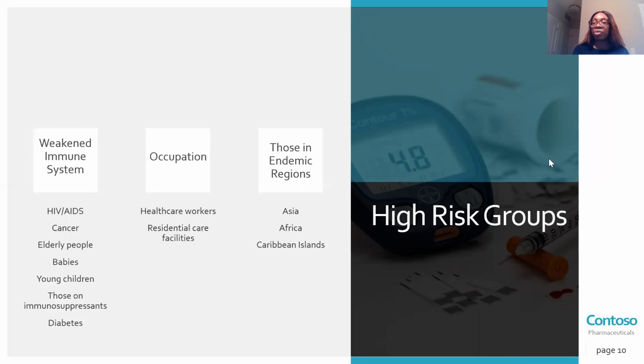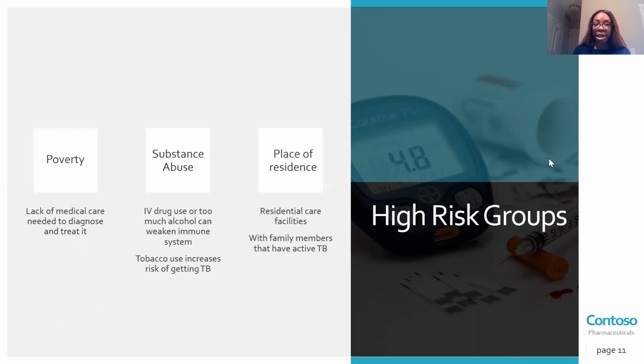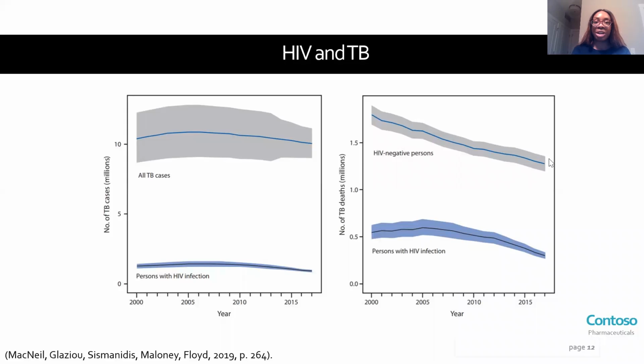Occupation is a risk factor, so if you're a healthcare worker or you work in a residential care facility. Those in endemic regions such as Asia, Africa, and Caribbean islands. Poverty is also a risk factor because of the lack of medical care to diagnose and treat it. Substance abuse, because drug use and alcohol can weaken your immune system, and tobacco also increases the risk of getting tuberculosis. Your place of residence is also a risk factor. So if you live in a residential care facility or with family members who have the disease, that puts you at high risk.